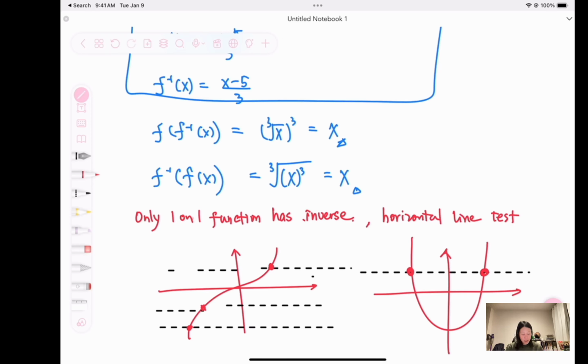Okay, so why is this important? Because when you look for the inverse function of that, you will notice that the quadratic function doesn't have an inverse function. Because this is not a one-to-one function, it's not going to pass the horizontal line test. If it's not a one-to-one function, it won't have an inverse function unless we restrict the domain.